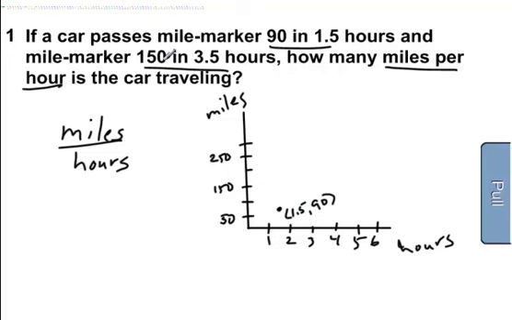Okay, then I passed mile marker 150 in 3.5 hours. So 3.5 hours is right here. And 150 is right there. So that point would be 3.5 hours and 150 miles. We know then that our graph would go between there. That's how far we traveled. And if we had a correct graph, this would continue probably out to our origin.